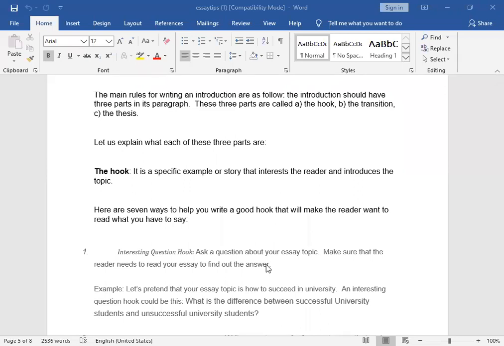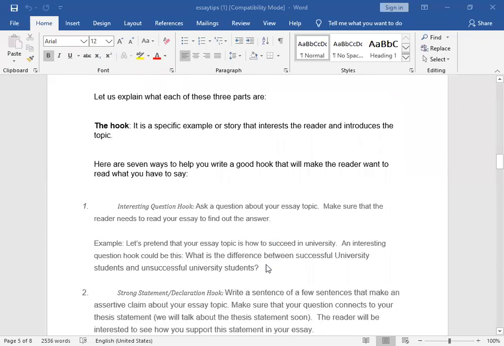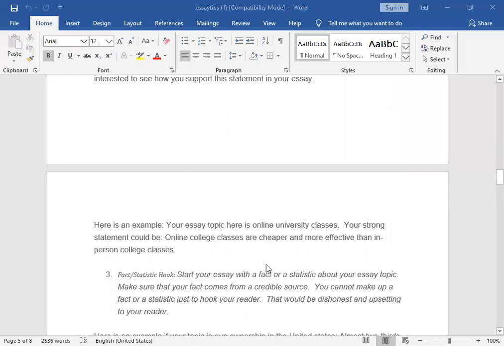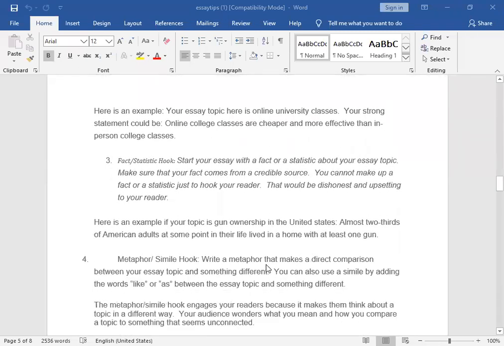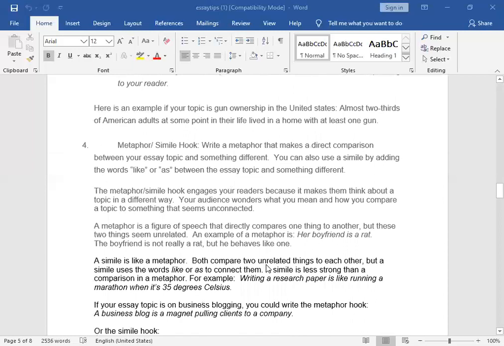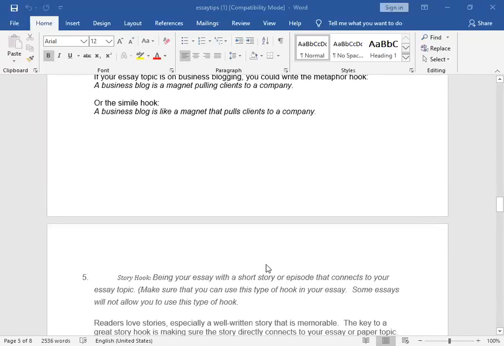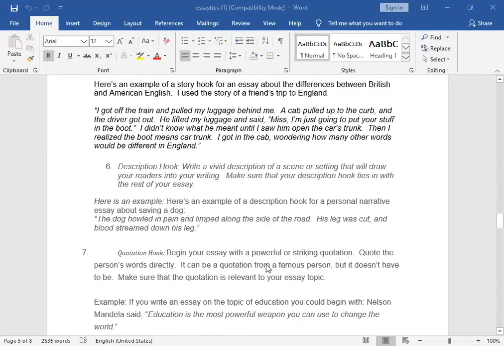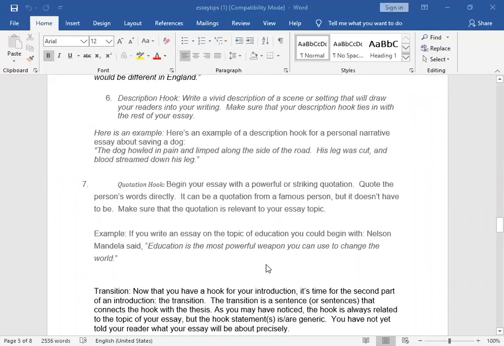So there is the interesting question hook. That is one. There is the strong statement or declaration hook. And then there is the fact or statistics hook. Number 4 is the metaphor or simile hook. Number 5 is the story hook. Number 6 is the description hook. And number 7 is the quotation hook, which, among the 7 hooks, in my view, is the hardest one to work with. So I think that is it.